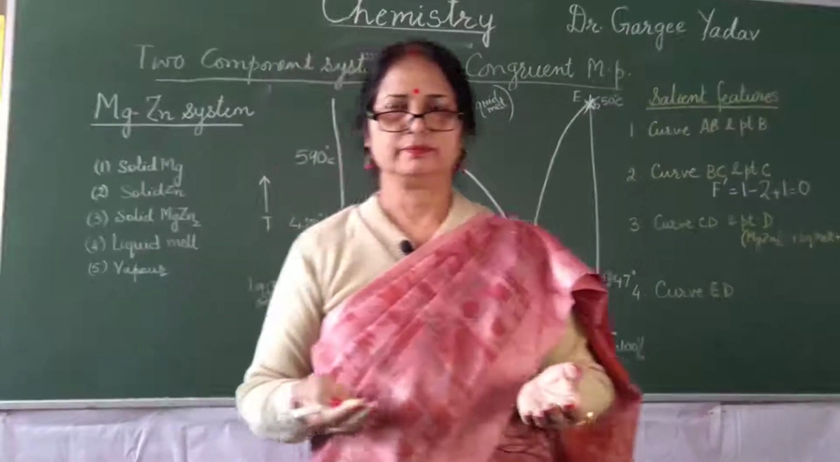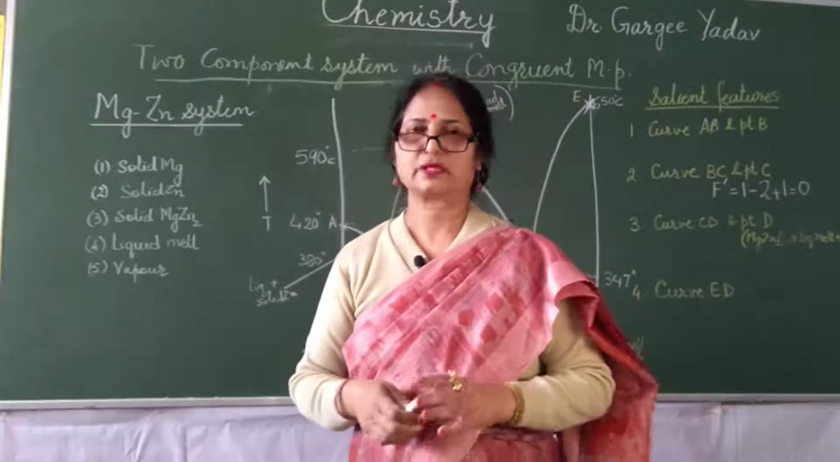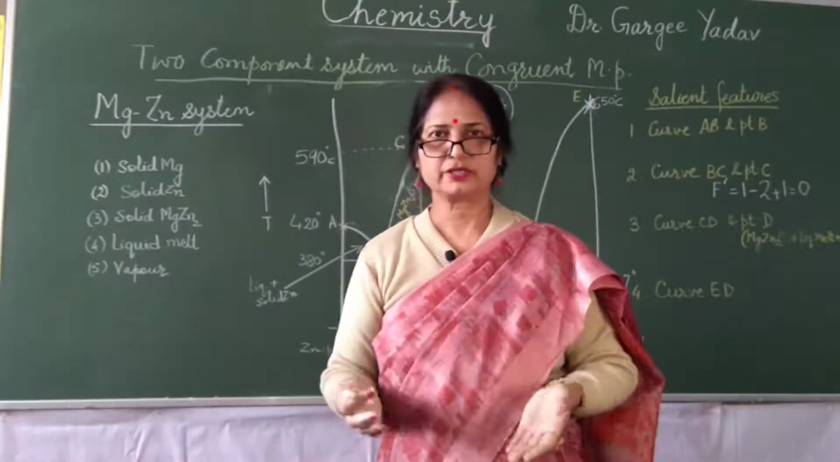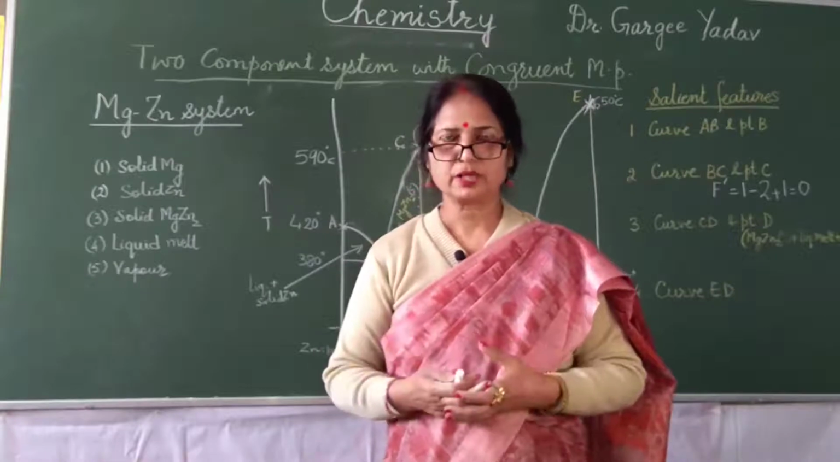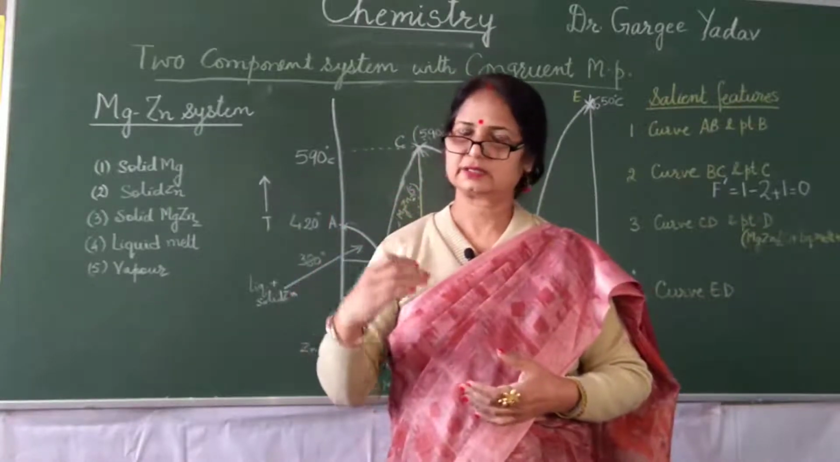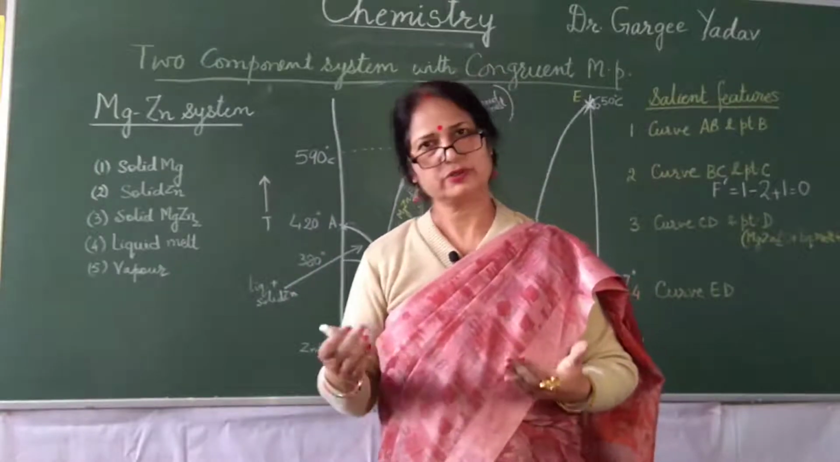So I think this is all about the zinc magnesium system. The two components, they form a solid compound MgZn2, which is stable up to its melting point. Thus, it is given the name congruent melting point systems.